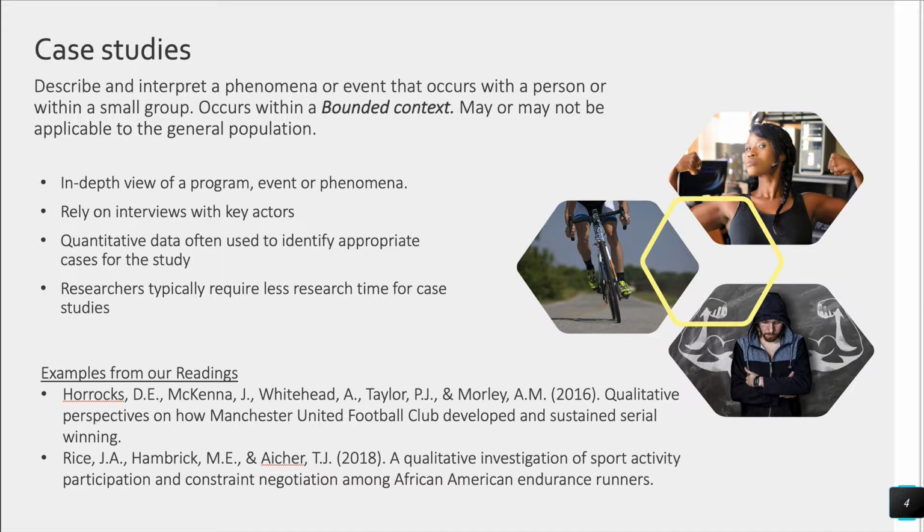The second study I have listed in this area is a qualitative investigation of sport activity participation and constraint negotiation among African American endurance runners. Also, a bounded context here. And that allows us to study these individuals that are engaged in an endurance program. It also uses a critical theory approach because it's attempting to look at race and how that affects participation or non-participation within this group.